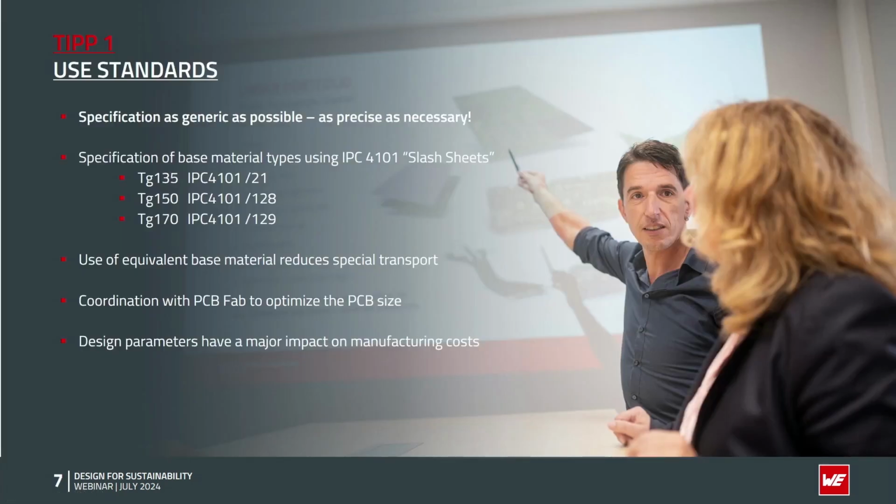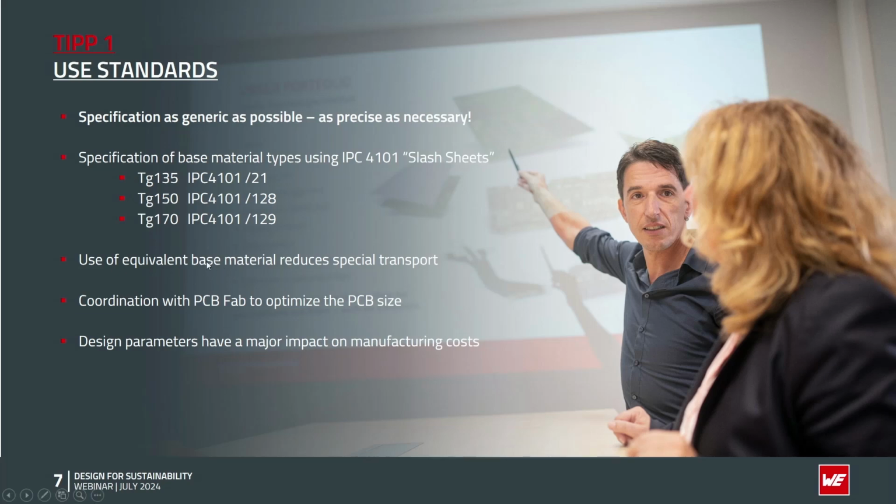So if we sum up the specification, it's very important to have a specification as generic as possible and as precise as necessary. And for the base material, it makes really sense to use these definitions in the IPC 4101, where they have these famous slash sheets for the different material classes. Typical classes are /21 for TG135, in that case still brominated, TG150, TG170 with the classes, for example, in a halogen-free manner.